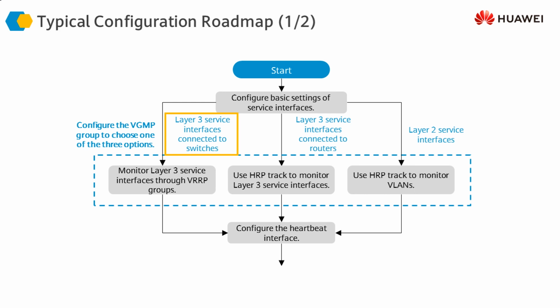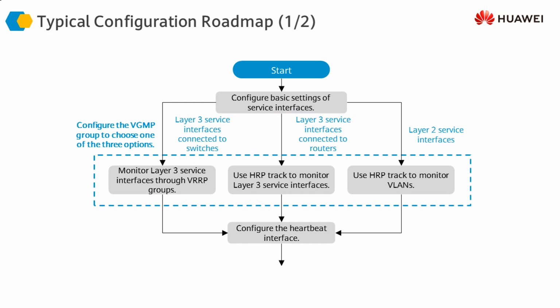We can either have layer 3 service interfaces connected to switches, which means that the service interfaces of the firewall, that is the interfaces used for forwarding traffic through the firewall, can either be running at layer 3 in the first two scenarios, or they could be running at layer 2. If they are running at layer 3, they could either be connected to switches, or they could be connected to routers, or in the third scenario we could have the layer 2 service interfaces, with the firewall service interfaces acting at layer 2.